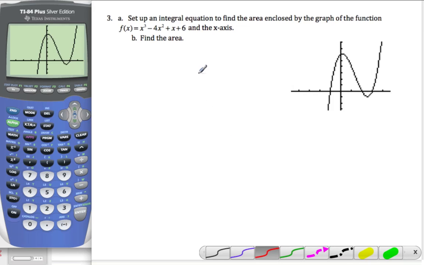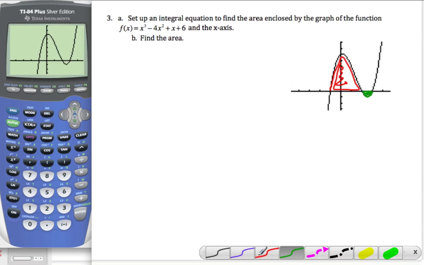Hi there. Today we're going to look at finding an area between the x-axis and the graph itself. Here's our function, x to the third minus 4x squared plus x plus 6, and we're looking for the area between this function and the x-axis. That means this area here, that's in red, and this area down here, that is in green.